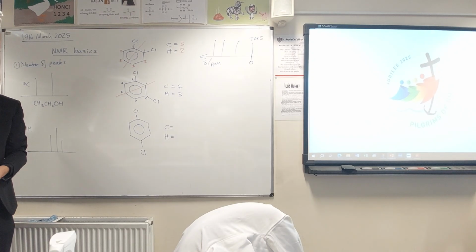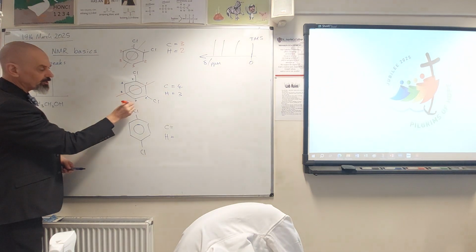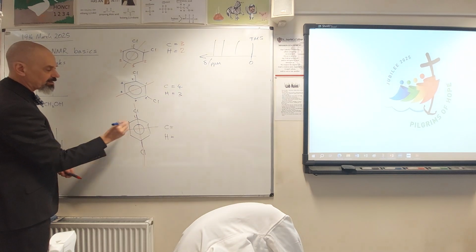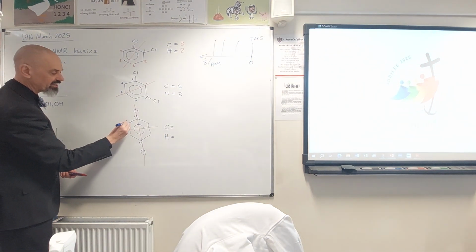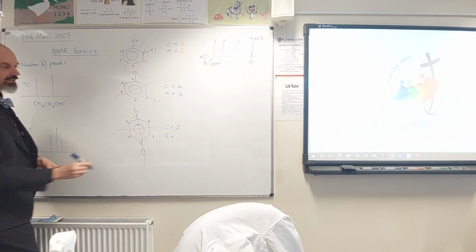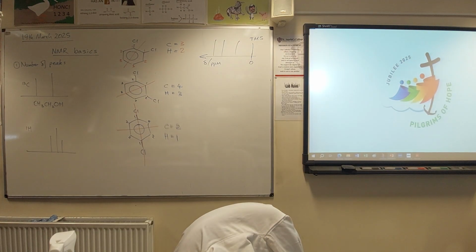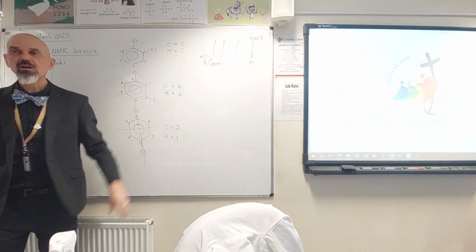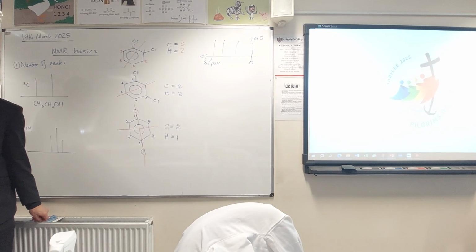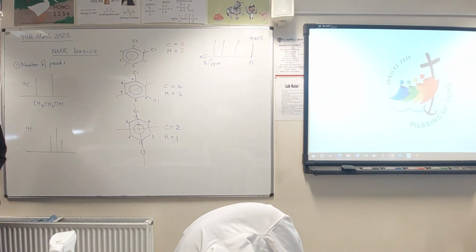And then for the 1,4-dichloro, carbon peaks? 2, because I've got a line of symmetry there and a line of symmetry there. So that carbon is going to be identical to that one, and these carbons are all identical to each other. And then hydrogens, there's only 1 type of hydrogen. The hydrogens on those 4 carbons, they're all identical. So whether we're looking at carbon or proton NMR, we can distinguish these 3 molecules just simply by the number of peaks.